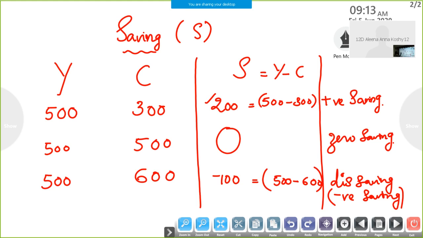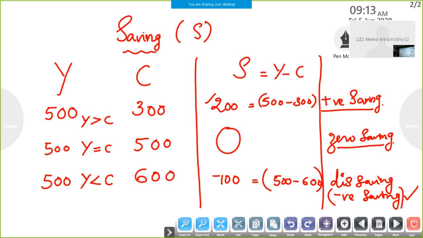First one, positive saving. If income is greater than consumption, that is positive saving. If income is equal to consumption, that is zero saving. If income is less than consumption, that is negative saving or dissaving. These are the three situations of saving.